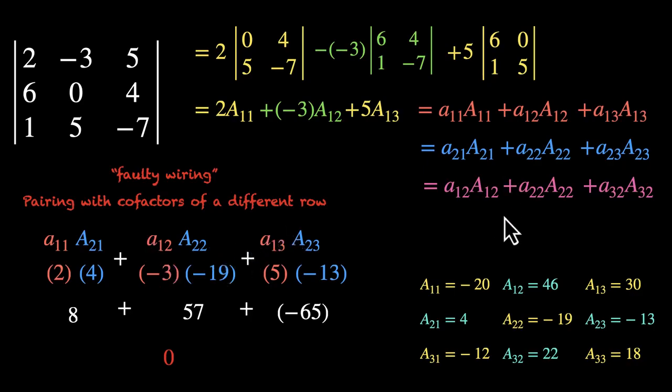If we pair them in this order, if we take elements from one row and cofactors from a different row, we always get a 0. And we're not going through the proof in this video. We'll get some intuition by verifying it for some generic 3 by 3. Let's take this determinant a, b, c, d, e, f, g, h, i, and let's do some faulty wiring with these variables. We have a11 times A21, first element of first row, but cofactor from the second row. Similarly, a12, A22, and a13, A23. So we're going to add these three.